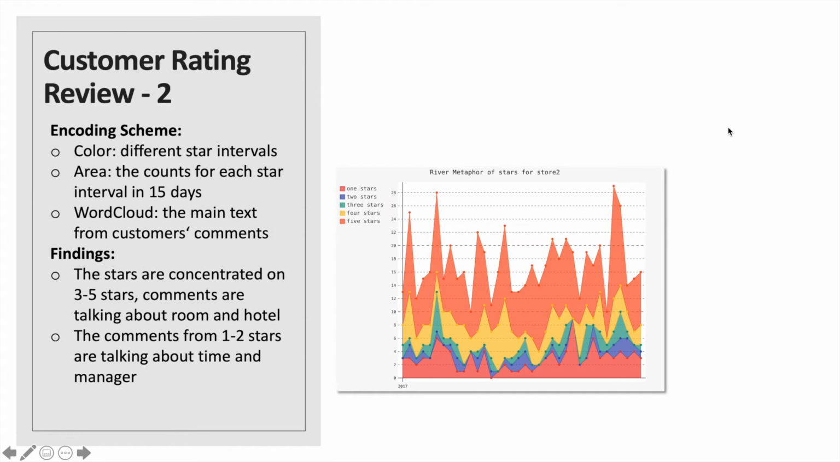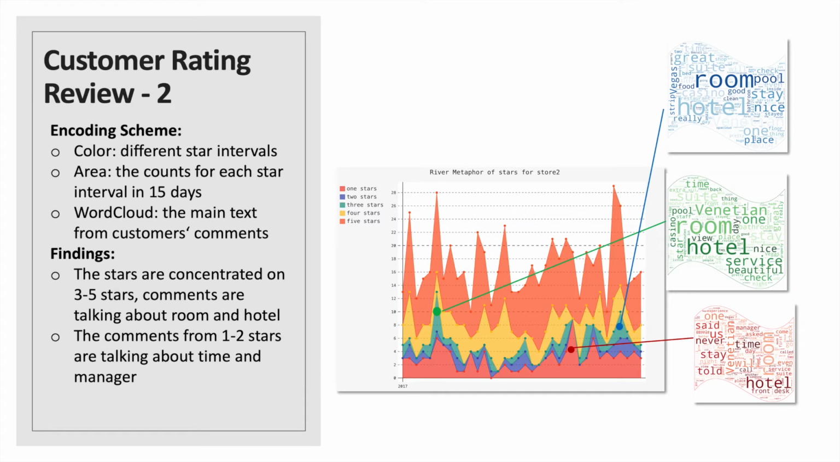And for store 2, we can also see the word cloud. The stars are concentrated on 3 to 5 stars. Comments are talking about rooms and hotel and service and beautiful and amenities. But the comments from 1 to 2 stars are talking about the time, the managers, the hotel, and staff. So this is my part of the business.